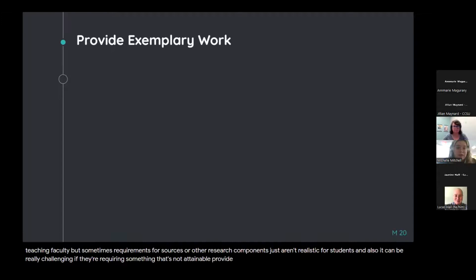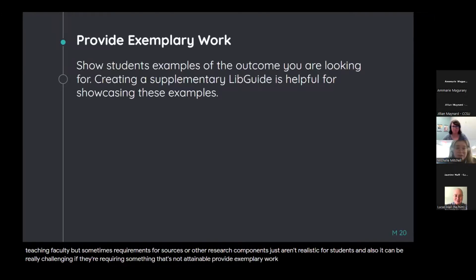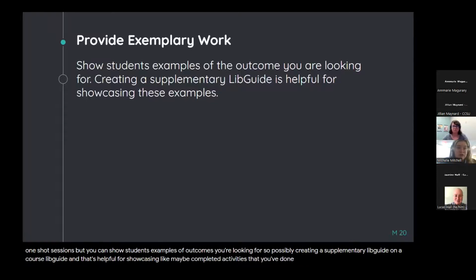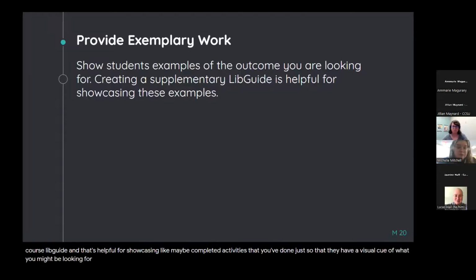Provide exemplary work. Again, this one's a little bit more challenging for one-shot sessions, but you can show students examples of outcomes you're looking for. So possibly creating a supplementary LibGuide or a course LibGuide, and that's helpful for showcasing maybe completed activities that you've done, just so that they have a visual cue of what you might be looking for.